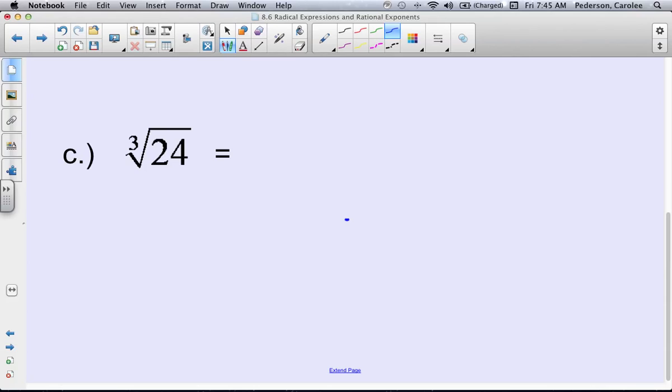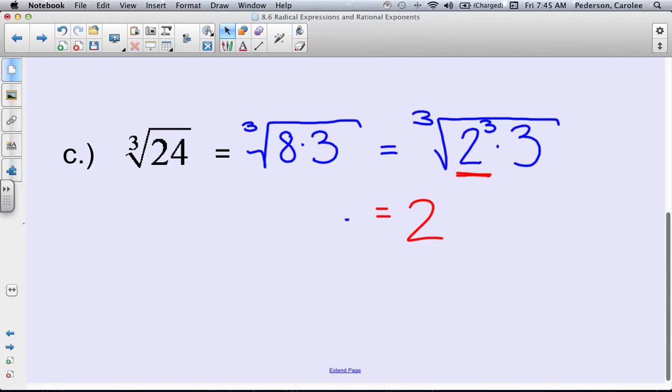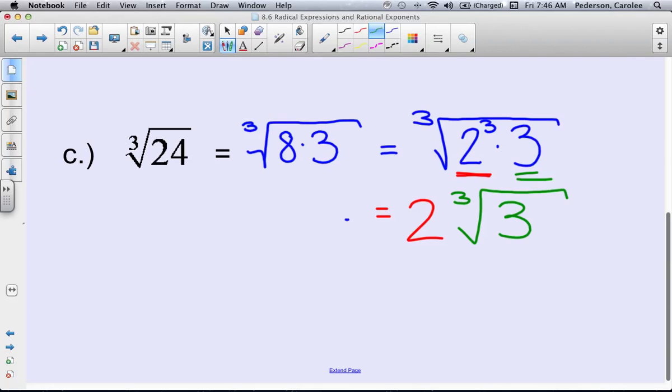So we look for different ways to break down 24. 24 can be rewritten as 8 times 3. Then I can break down 8 as 2 times 2 times 2, or 2 cubed. Now what will reduce out is this cubed root of 2 cubed. So that's going to go out in front. And then I have my leftover still of this 3. So then my final answer is 2 cubed root of 3.